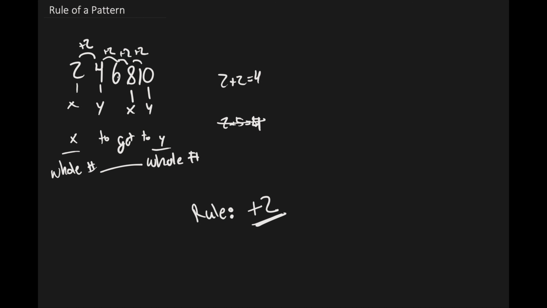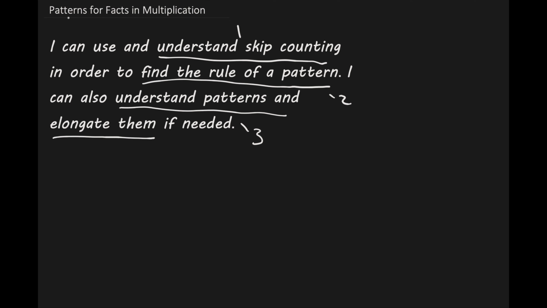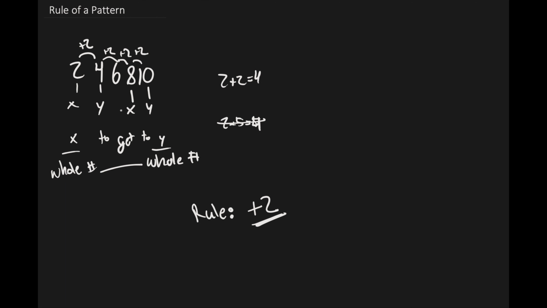Okay, so now knowing the rule, we can elongate the pattern. And if you remember, that was the other part of our objective. We have to elongate the pattern, right? So let's go here. How do we get that? So from now, we know x. So let's see, 10 is x, right? We know how much it takes to get to y. We don't know what y is, right?